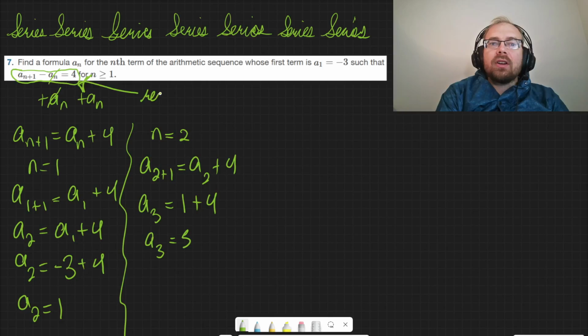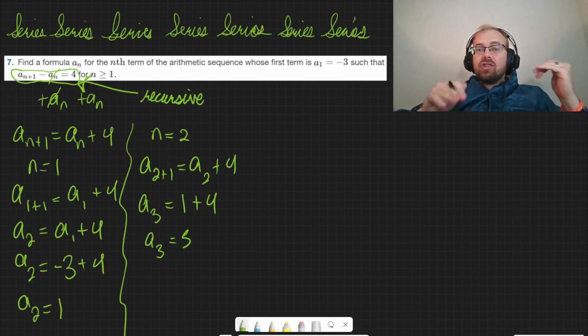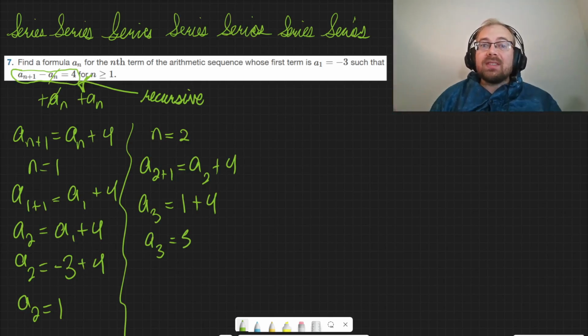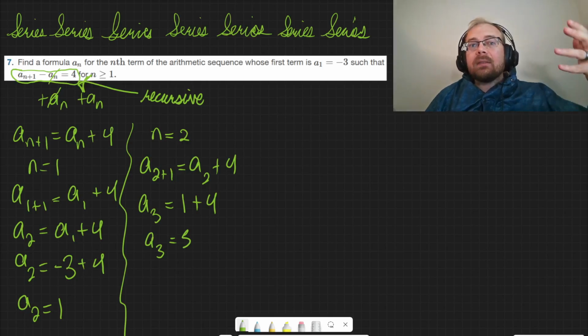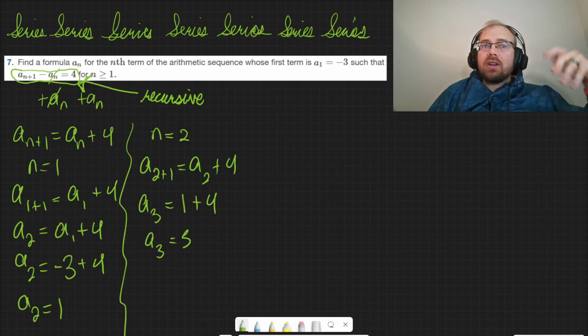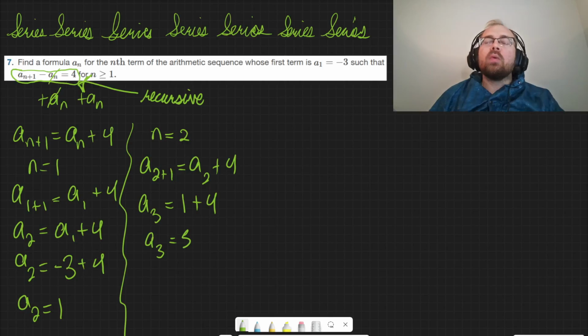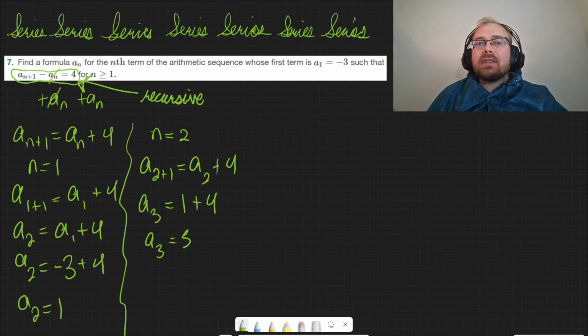So the recursive formula is just going to tell us how to get to the next thing. So it only tells us what the common difference is, or if it's a recursive sequence for a geometric or something else, then you could still have it be recursive, but it would be like a sub 1 times 4, and then the common ratio would be 4. But that's the recursive formula they just gave us.